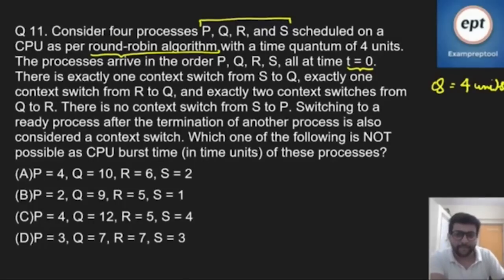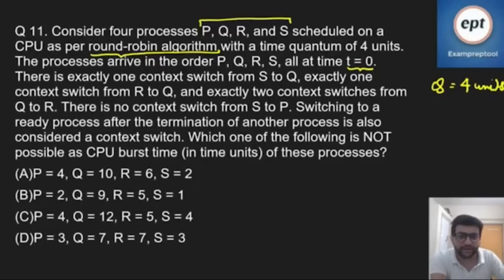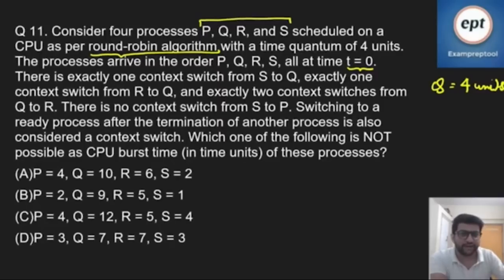Right? There is exactly one context switch from S to Q. Let's also write the time quantum here. And there is exactly one context switch from S to Q. So S to Q, there is exactly one context switch, right?